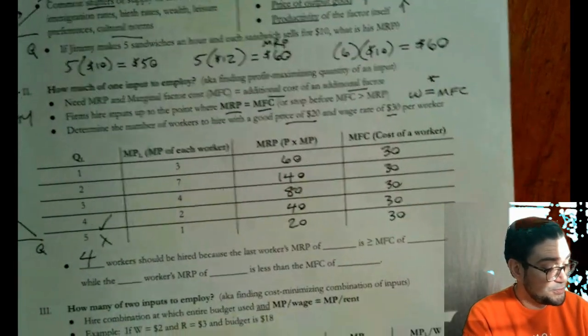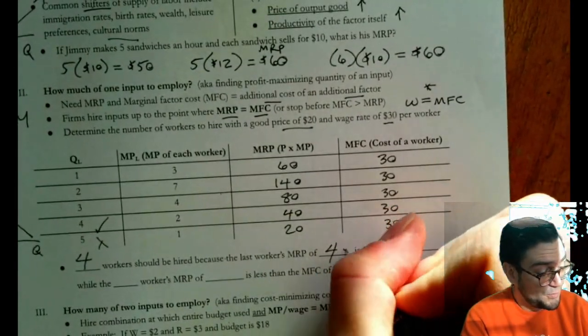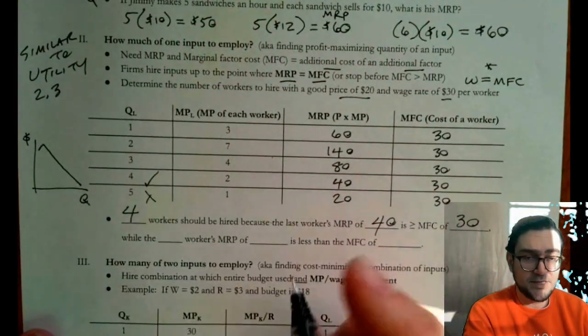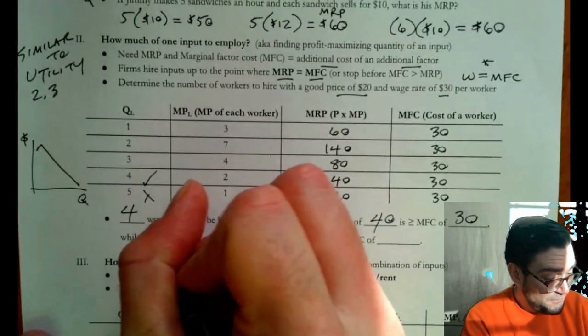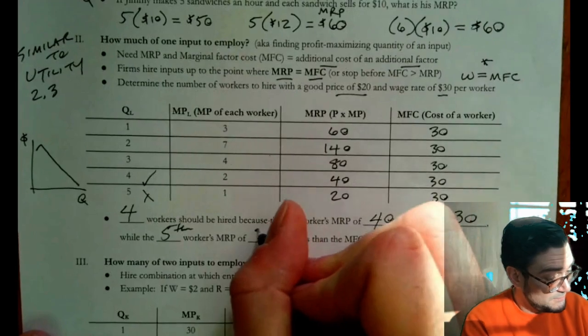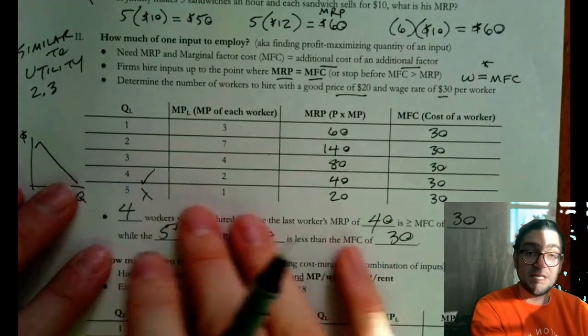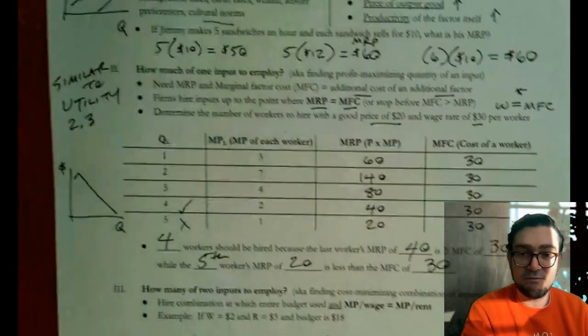So I would say 4 workers should be hired because the last worker's MRP of 40 is greater than or equal to its MFC of 30. So again, I'm just filling this out here. While the fifth worker's MRP of 20, that's coming from there, is less than the MFC of 30. So this is an explanation for why I would hire that fourth worker.